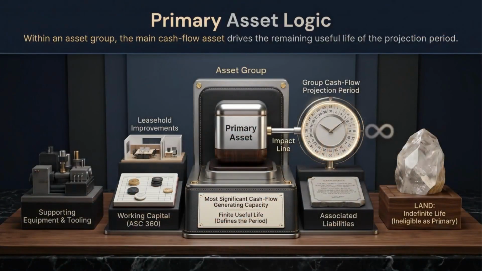The primary asset matters because it usually sets the period over which cash flows are projected for the recoverability screen. The primary asset is the long lived tangible or finite lived intangible asset that provides the most significant cash flow generating capacity in the group. Supporting equipment, tooling, leasehold improvements, working capital items, and related liabilities may be in the group, but the primary asset drives the projection horizon. Land cannot be the primary asset because it has an indefinite life.